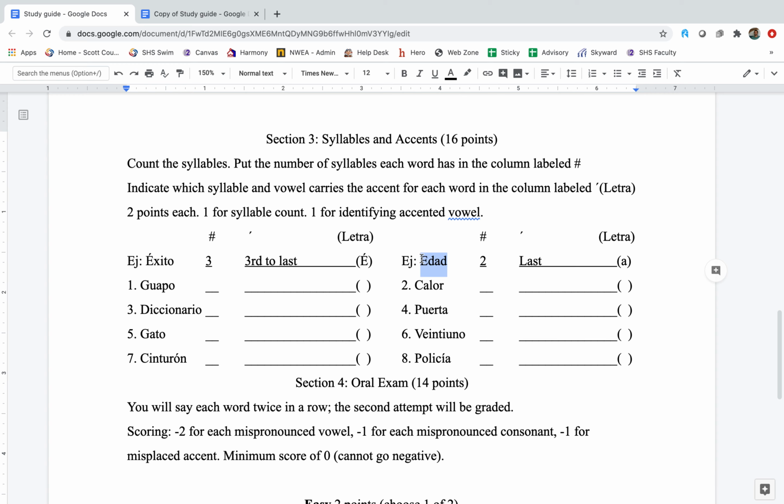2 isolated vowels, so we have 2 syllables. And the emphasis is on the last syllable because it ends with a consonant, which is not a vowel, S, or N. So those are the 3 sections that will be on the Canvas quiz portion of this exam.